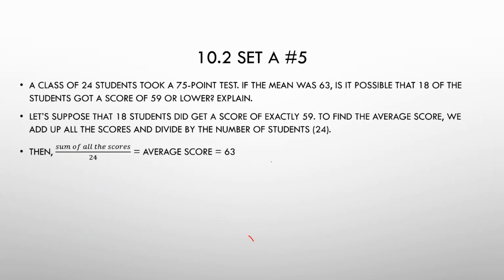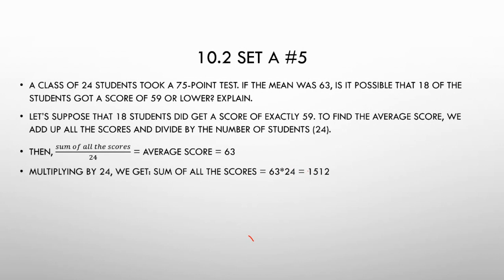All right, so let's think about the sum of all the scores. Well, before we do that, let's multiply both sides by 24. So we get that the sum of all the scores will be equal to 63 times 24, and 63 times 24 is 1,512. So we know that if we add up all the scores, it has to come out to be 1,512.